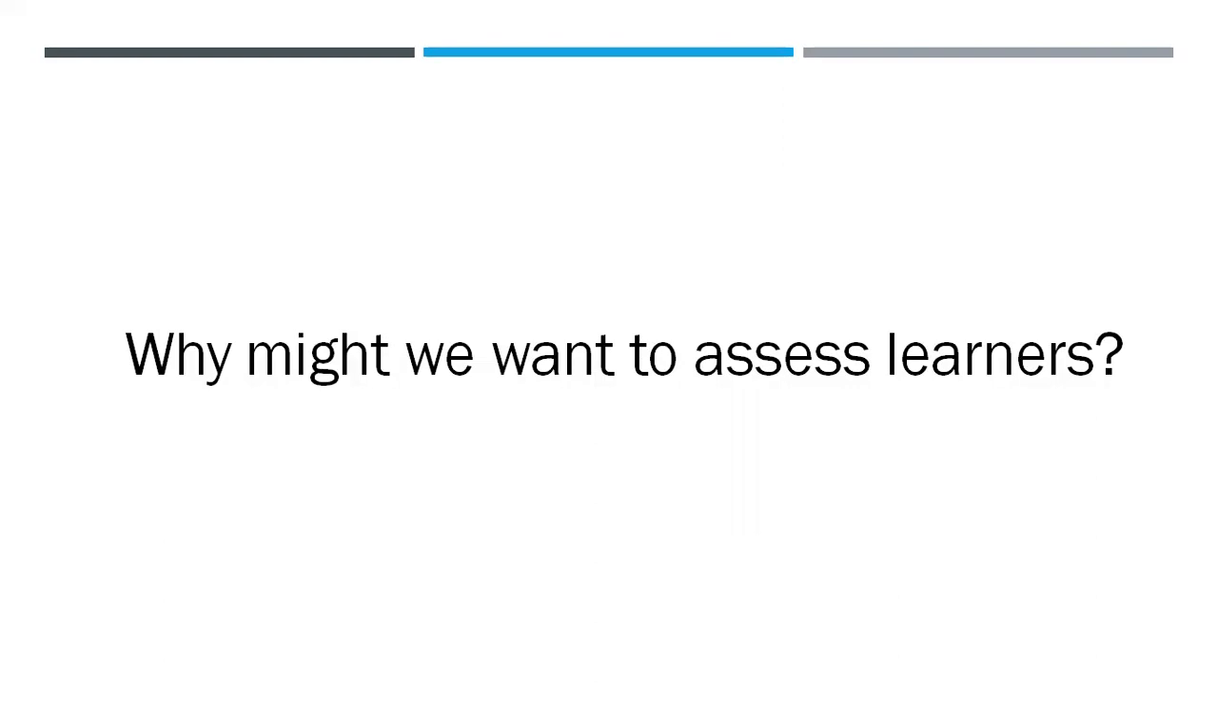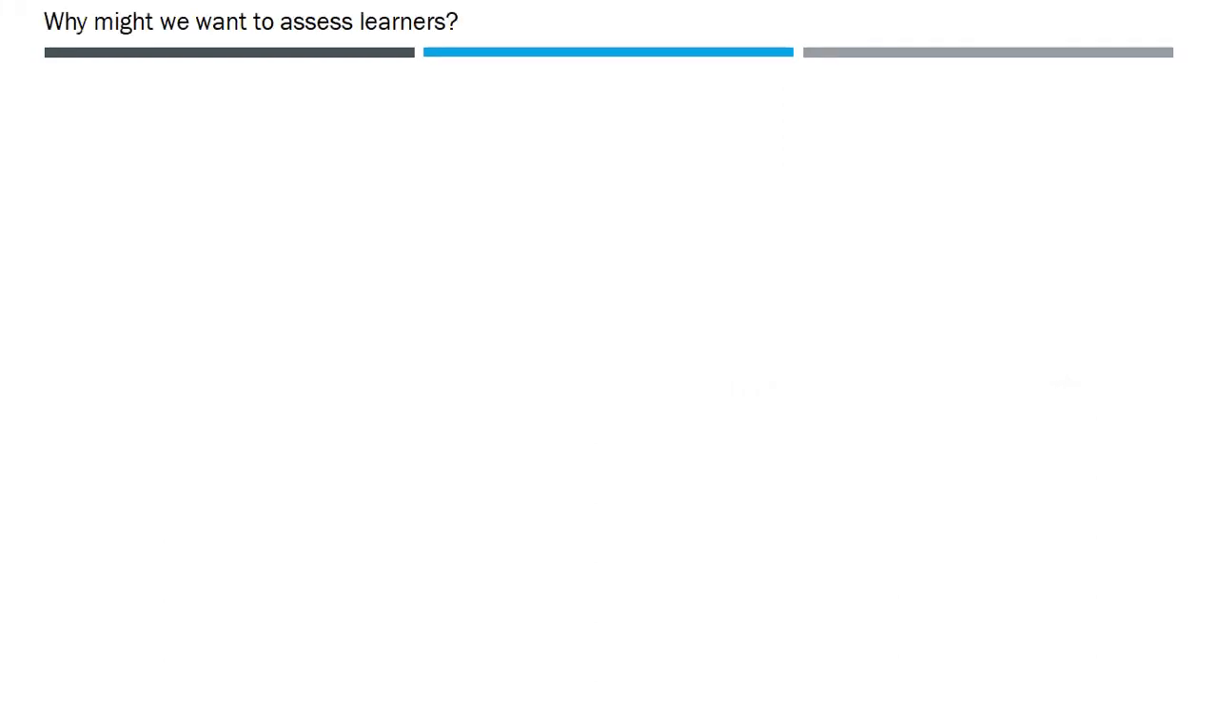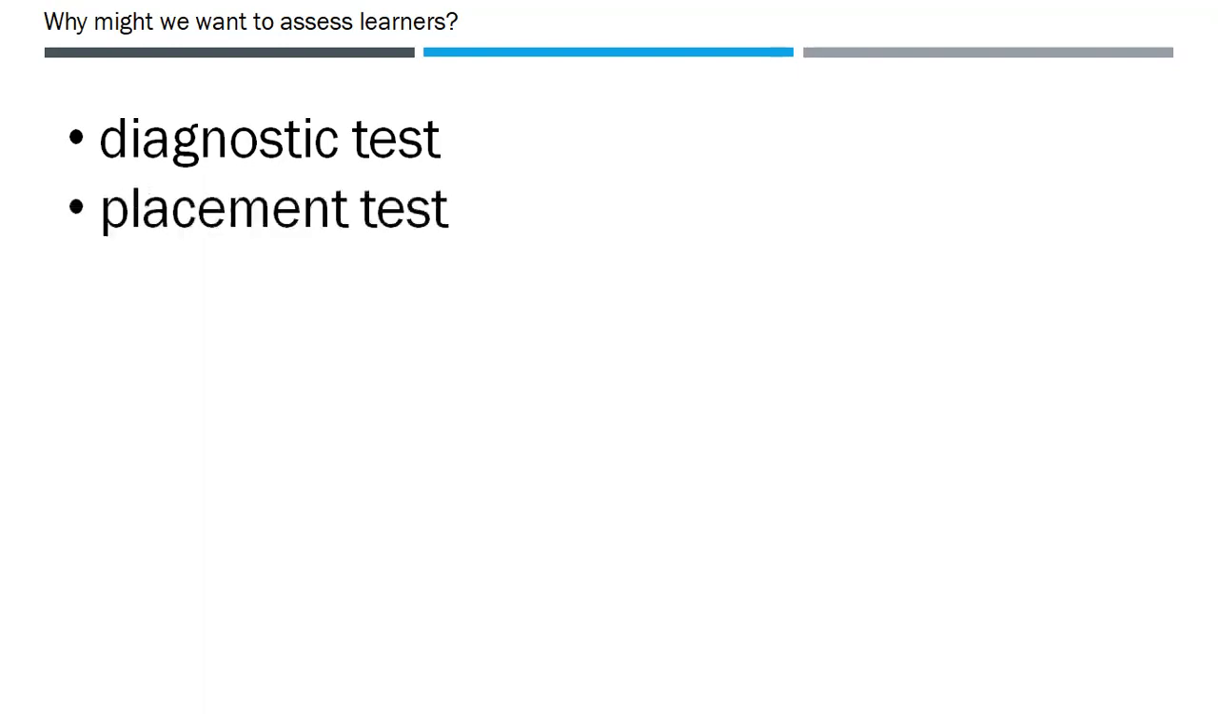Okay, now I'm going to share with you some of my reasons. So at the beginning of a course, we might give them a test to find out what they know and don't know, right? And this is called a diagnostic test. The information from the assessment helps us decide what to teach and which learners need help in which areas of language. When learners go to a language school or evening classes, the school may want to know what level of learners are, so they give them a test. This is called a placement test.